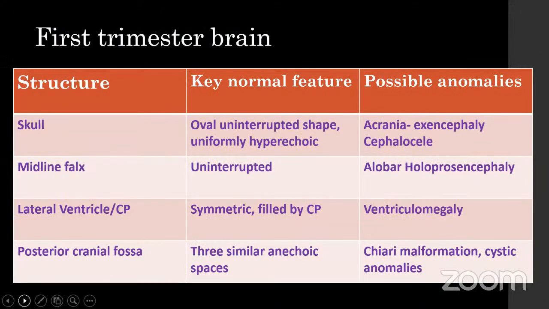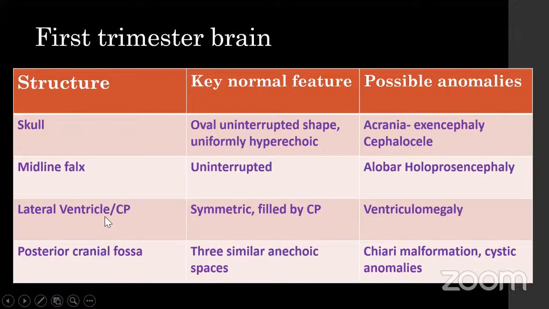Now, when I sum up the first trimester brain, you look for the skull. The key normal feature is an oval, uninterrupted shape, uniformly hyperechoic skull. If there is a problem in this area, you suspect a cranio-exencephaly sequence or a cephalocele. You look for a midline falx, which is uninterrupted. If there is interruption, in first trimester, you suspect only one type of holoprosencephaly, that is alobar holoprosencephaly, which is the most severe form of holoprosencephaly.